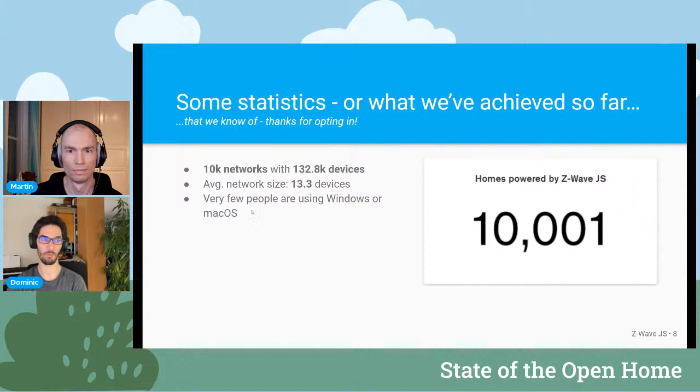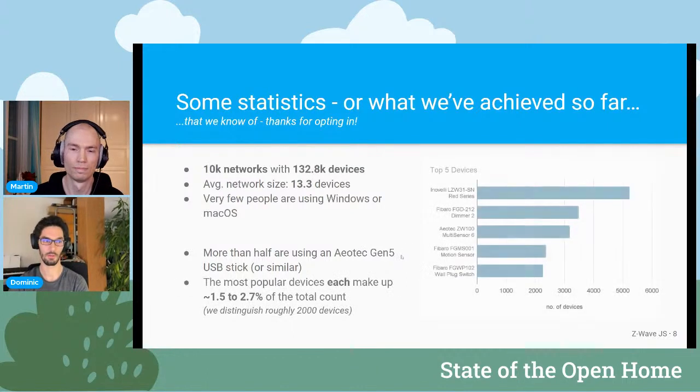We've figured out that very, very few people are using Windows or Mac OS, although it is possible. You can do it. I'm actually developing on Windows. What's also interesting is that more than half of these homes are controlled using an AOTech Gen 5 stick or something similar. They are not so easy to distinguish. And although we distinguish between roughly 2,000 devices, the most popular 5 each make up between 1.5 and 2.7% of the total count. So there are a lot of devices, but not so many are actually used.